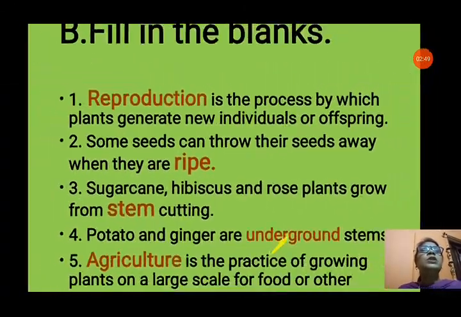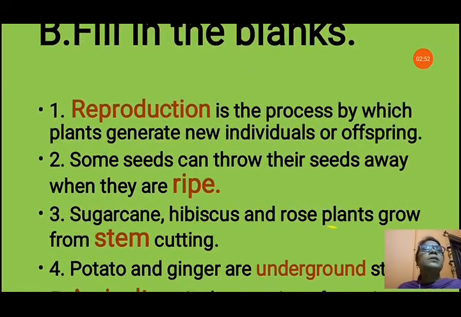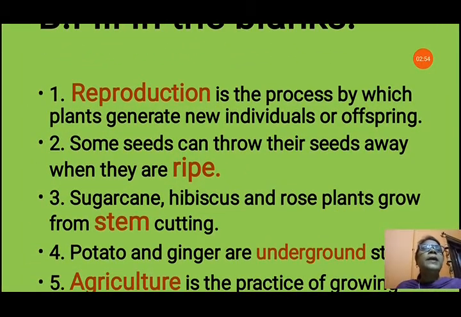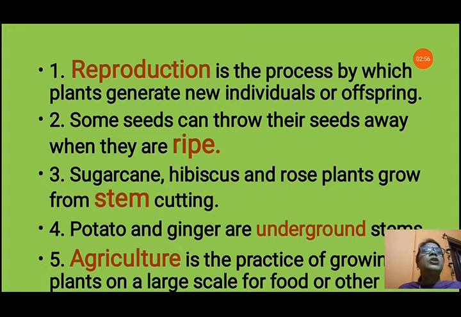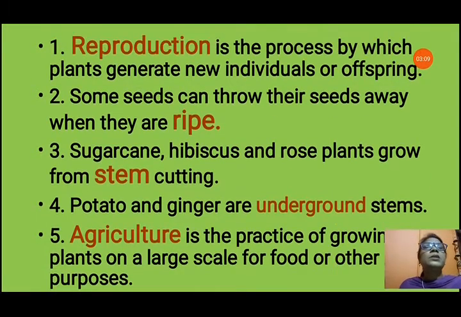Now the next questions are the fill in the blanks. Question number 1 is, dash is the process by which plants generate new individuals or offspring. We have learnt that reproduction is the process by which plants generate new individuals. So the answer is reproduction.